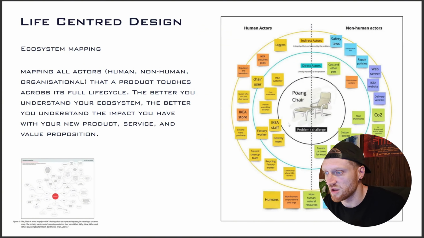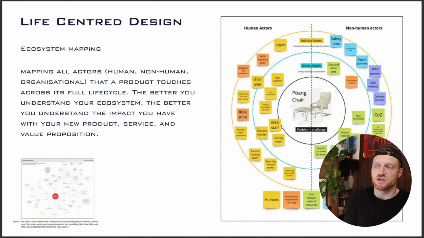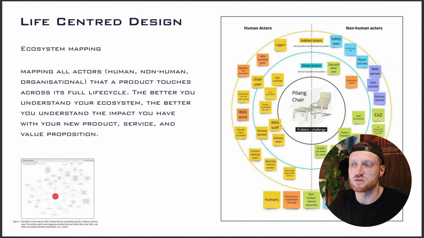This example was from a study where they did it for a chair from IKEA. They looked at the different stakeholders. So there are laws, actors, right? Non-human actors are laws, repair policies, web servers, websites, CO2, landfills. So all these things are also equally relevant if you want to map the ecosystem to get a better understanding of what is being impacted and what is relevant for the product.